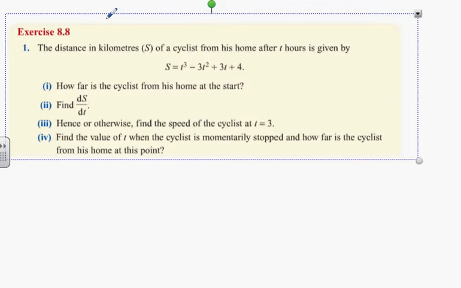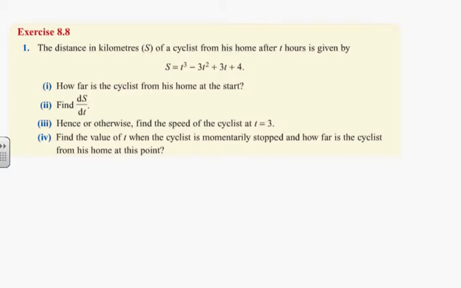Now, the distance in kilometres of a cyclist from his home after t hours is given by this function here. What type of function is this, just out of interest? Can you tell me what type of function it is? Cubic. So it's going to have a maximum and a minimum, alright?